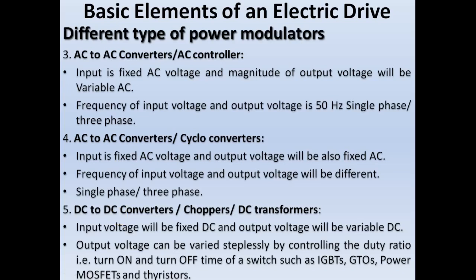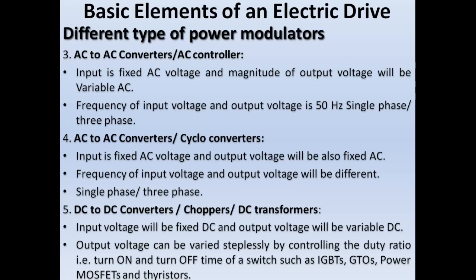There is a buck converter as well as a boost converter. The input DC voltage will be fixed in nature and the output DC will be variable. It will be either greater than the input DC magnitude or lesser than the input DC magnitude. Based on that, they are classified into boost and buck converters. So these are the various types of power modulators which are generally used in electric drives.